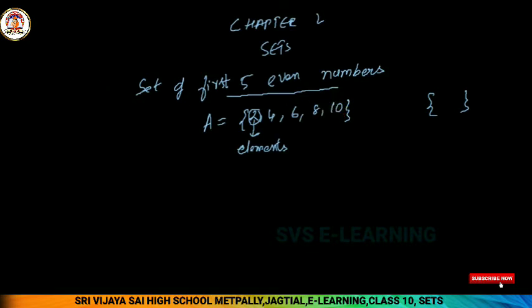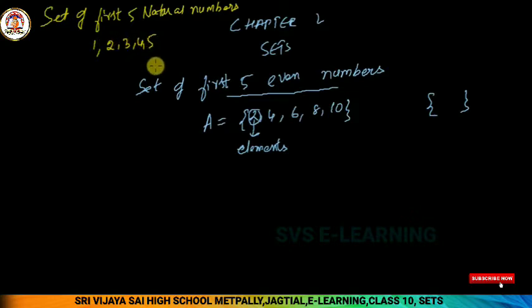Let's say I ask you to write down the set of first 5 natural numbers. What are the first 5 natural numbers? 1, 2, 3, 4, 5. These are the first 5 natural numbers, and we know that we enclose the elements of a set within the flower brackets, and we always denote a set by an uppercase letter. Let's say I write down D is a set of 1, 2, 3, 4, 5.